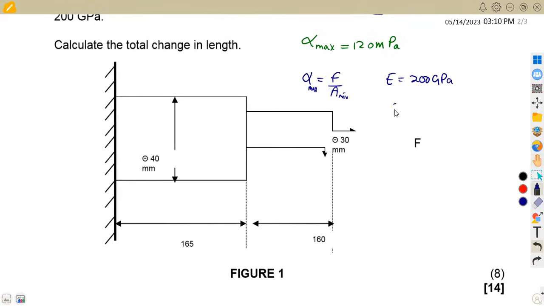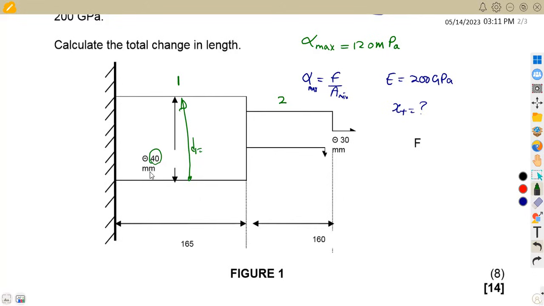So we are asked to calculate the total change in length, which is xt, the total extension in this case. I want us to consider something here. We are given the diameter of the first part. This is our first portion, and the second portion. Here we have the diameter, which is 40 millimeters.